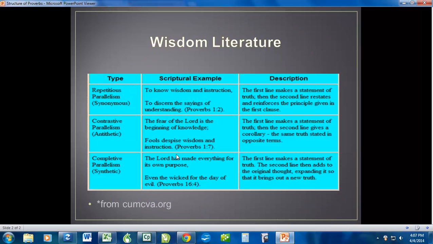If you look at this left-hand column, it gives you the three main types of parallelism. Think of parallel bars in the Olympics, or something that's parallel. They run side by side. That's the image here with the Proverbs: typically you have two lines of text, and the second line has a specific relationship to the first line, and the relationship is not the same. This is important if you're going to teach out of this book. You have to understand the relationship between the first line and the second line, because it's not the same throughout the entire book.